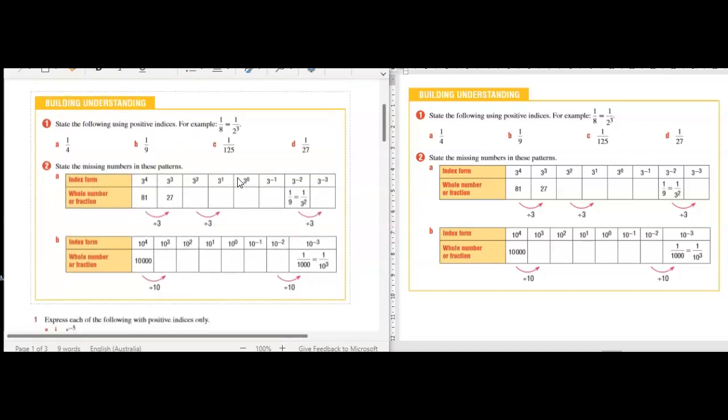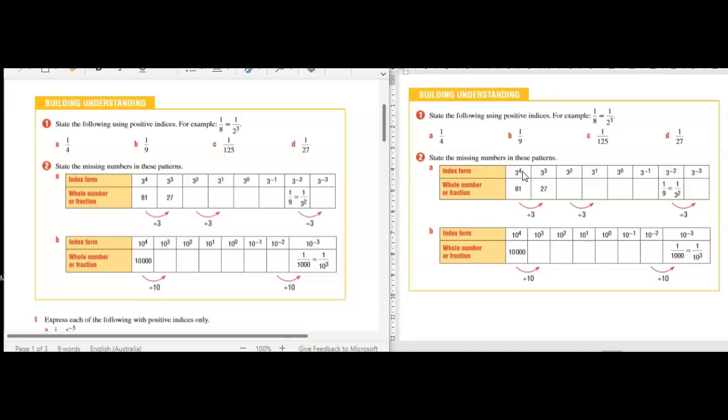All right, so I thought I'd add the building understanding section in so you can see how negative indices actually work. We don't tend to go through the building understanding, but they are pretty good. But this one here I thought will help explain why a negative index becomes a fraction. So let's have a look at number 2: state the missing numbers in these patterns.